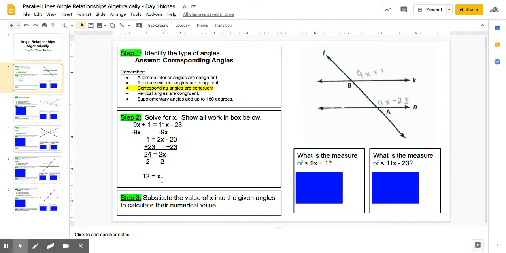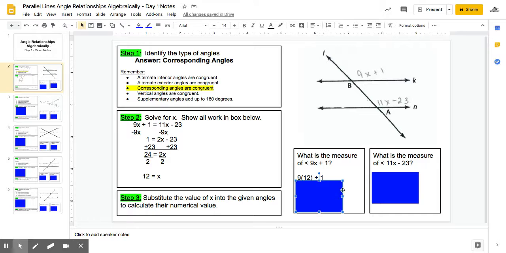So I now know that x is equal to 12. But I'm not done. That's my value of x. That's not the measure of these angles, which brings me to step 3. Step 3 is to substitute the value of x into the given angles to calculate their numerical value, which are these text boxes over here. So just like we did in the past, I'm going to take that 12 and plug it into this expression where I see x.